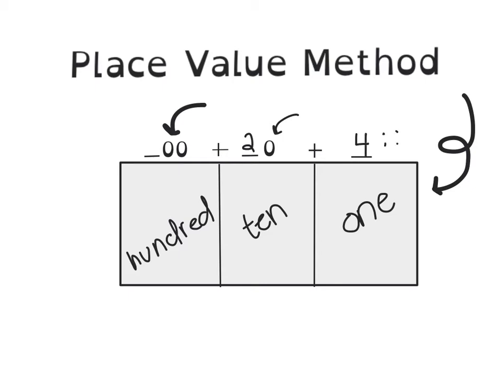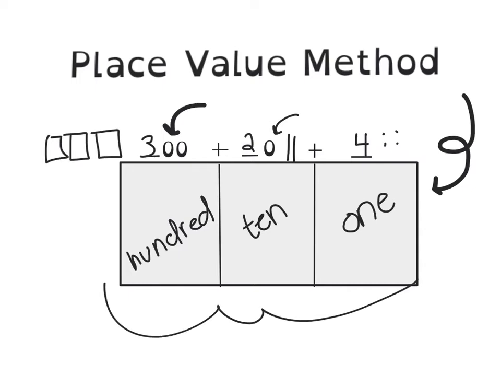1, 2, 3, 4. In the 10 spot, I have 2 10 bars. And in the 100 spot, if I put a 3 here, I would have 300 boxes. Keeping that in mind, let's use this model right here to help us solve some longer division problems.